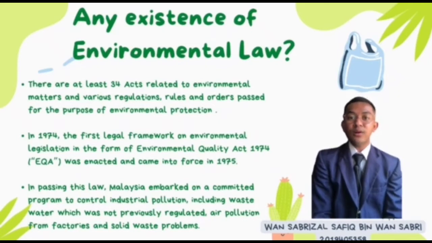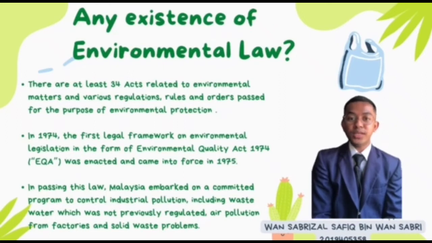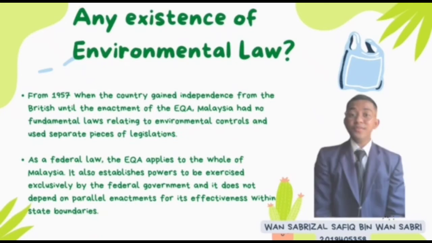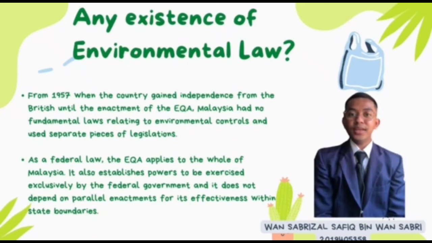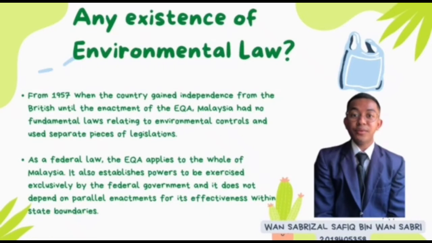In passing this law, Malaysia embarked on a committed program to control industrial pollution, including wastewater, which was not previously regulated, air pollution from factories, and solid waste problems. From 1957, when the country gained independence from the British, until the enactment of the EQA, Malaysia had no fundamental laws relating to environmental controls and used separate pieces of legislation such as the Forest Enactment, Mining Enactment and Waters Enactment to deal with environmental issues as and when they arose.